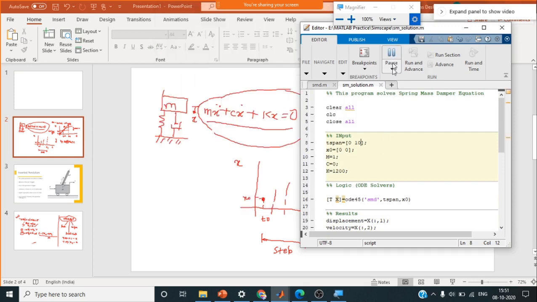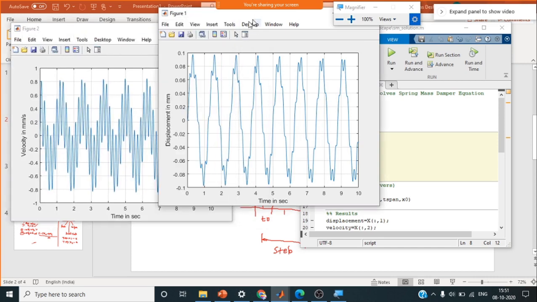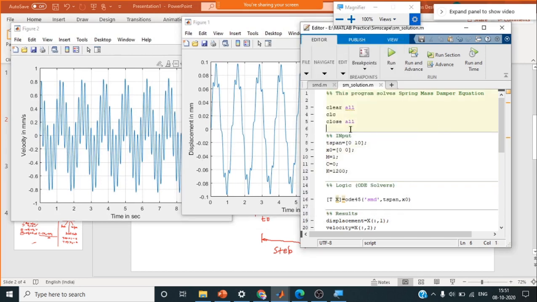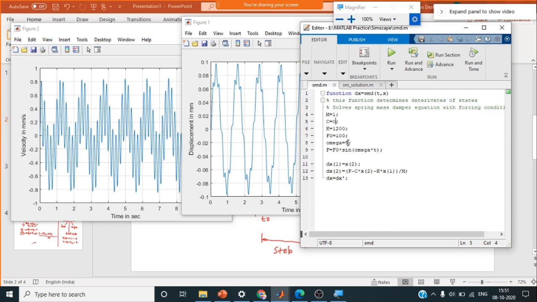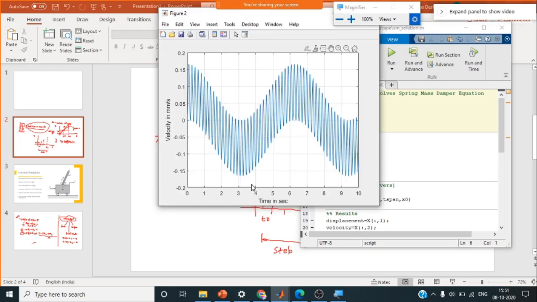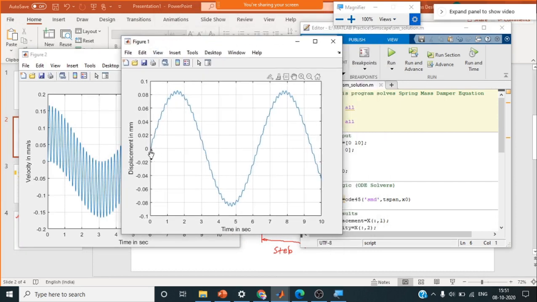We'll simulate this. So you can observe something is there. This is the displacement profile, and this is the velocity. Now I'll change something more. Instead of 5, I'll provide maybe 1 or something as the frequency, and then I'll simulate this. What is it going to show? This is a transient response.